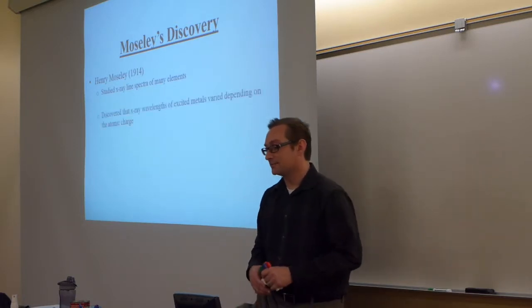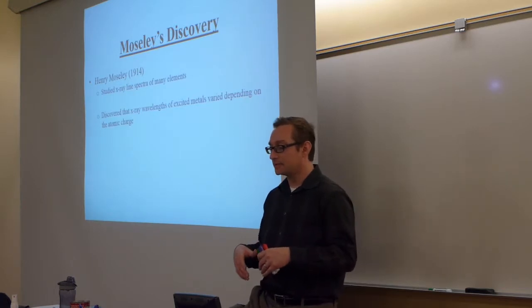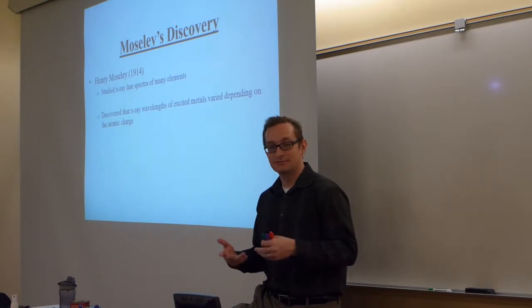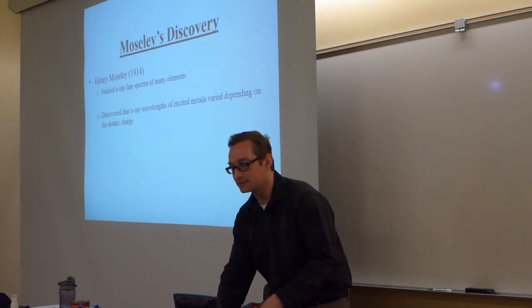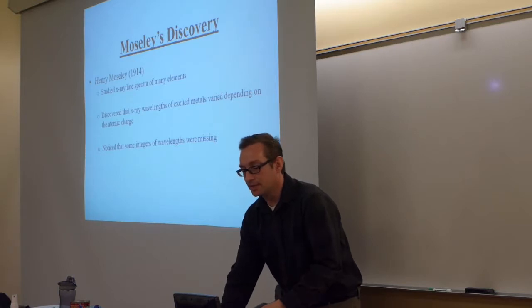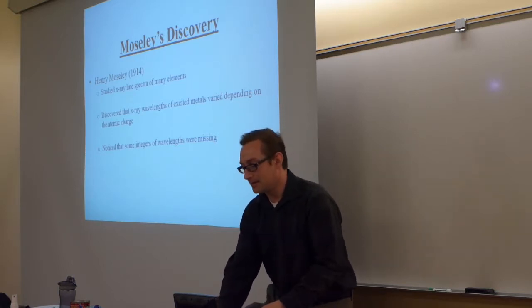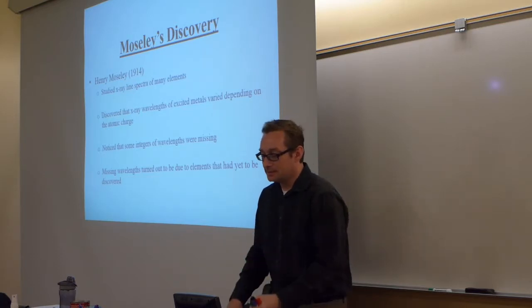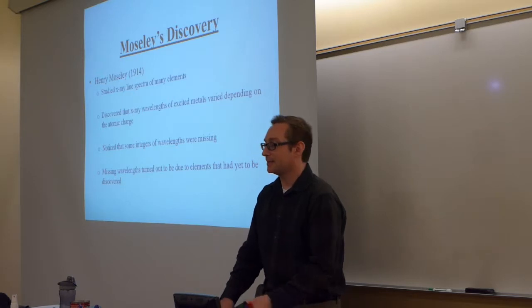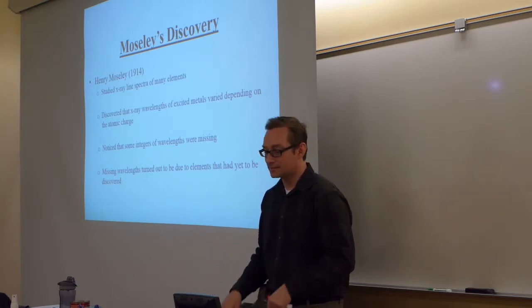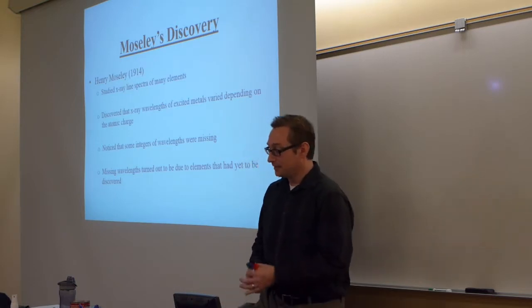And what he noticed was that the X-ray wavelengths of the excited metals he was looking at varied depending on the atomic charge. So he was looking at a series of X-ray lines that were in order of atomic charge based on the element. But he did notice that some integers of wavelengths were missing. And these turned out to be missing elements that had yet to be discovered. Based on this observation, they call these X-ray lines the K and L lines. If you ever hear about K and L lines, it came from Moseley's discovery.